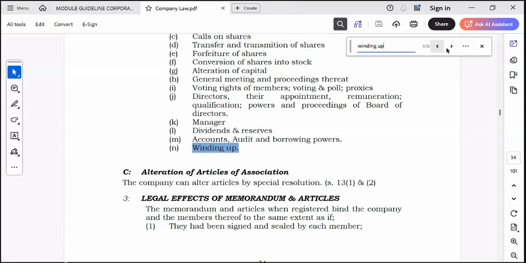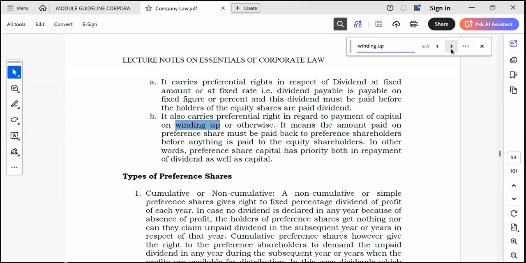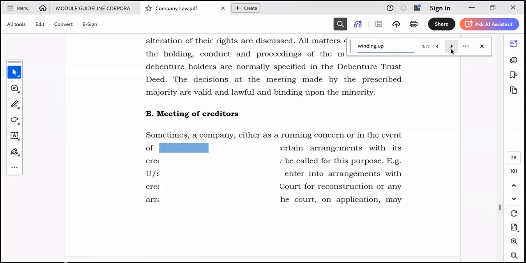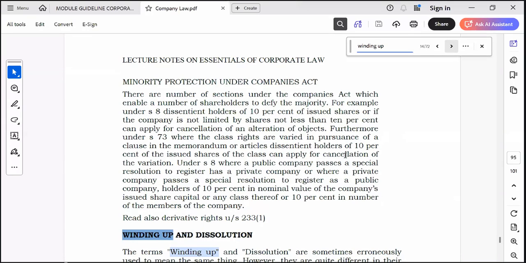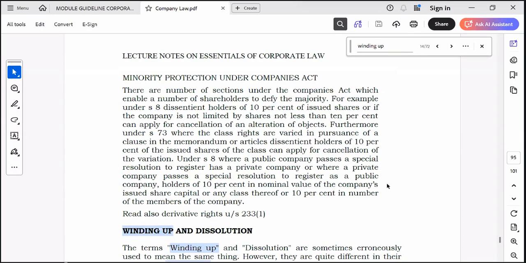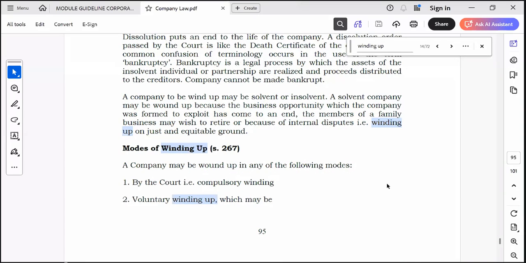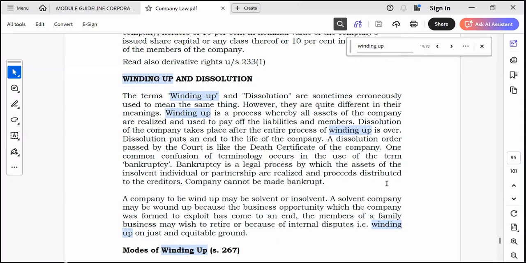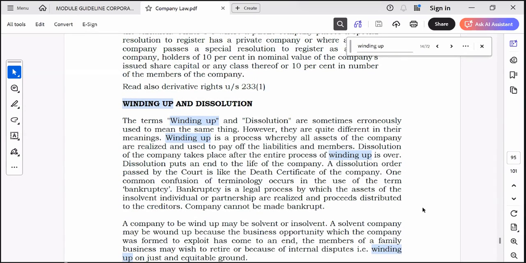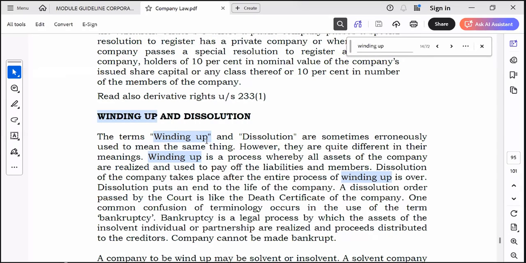So if you read these notes, you will find at the end, because winding up comes at the end, winding up and dissolution. I think this is on page 95. So you see the authors here saying, and it's very important for you because the distinction is explained here. The terms winding up and dissolution are sometimes erroneously used to mean the same thing. However, they are quite different in their meanings.